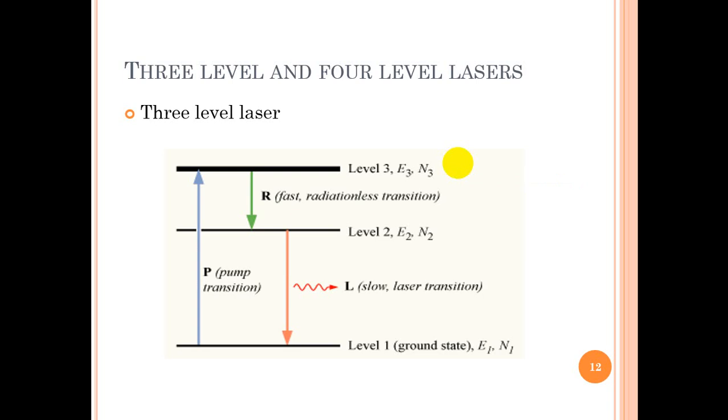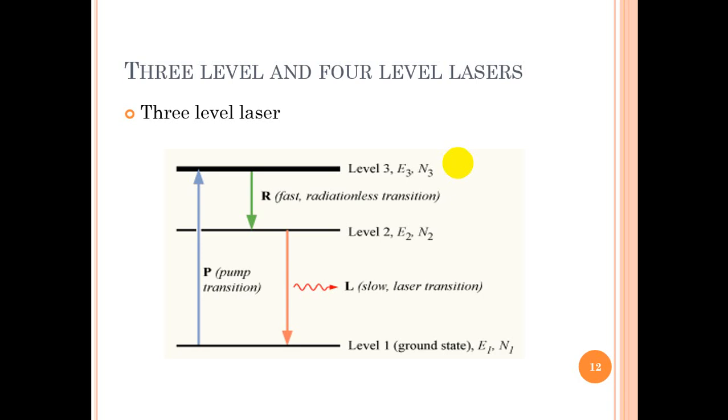Here initially the system of atoms is at thermal equilibrium and the majority of atoms will be in the ground state. That is, N1 will be equal to N, and N2 and N3 will be equal to 0. Now the atoms are pumped from the ground state E1 to the higher state E3 with the help of a pumping source. Here E3 is called the pumping state. The lifetime of atoms is least in the energy level E3, which means that E3 is an unstable state. Here the atoms stay for 10 to the power minus 9 to 10 to the power minus 8 seconds.